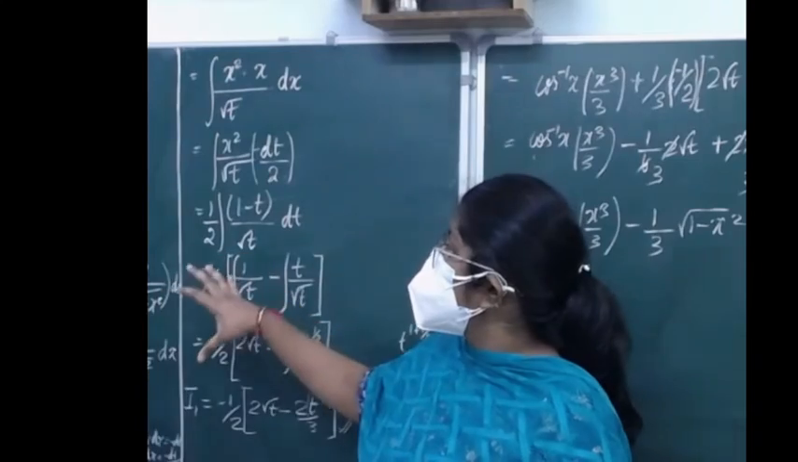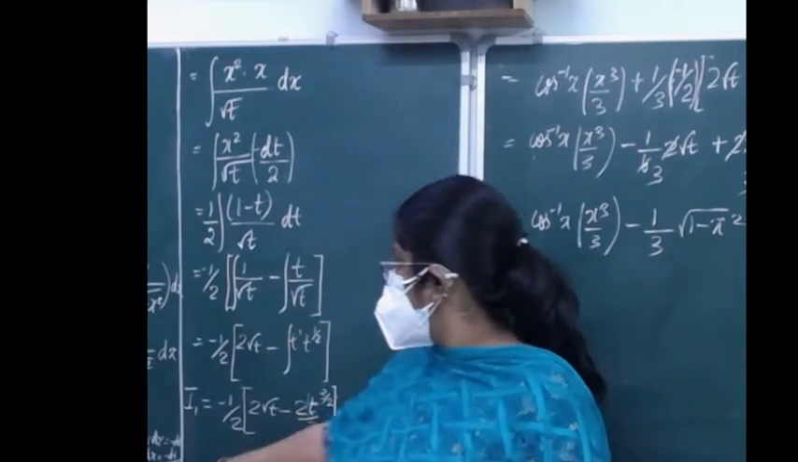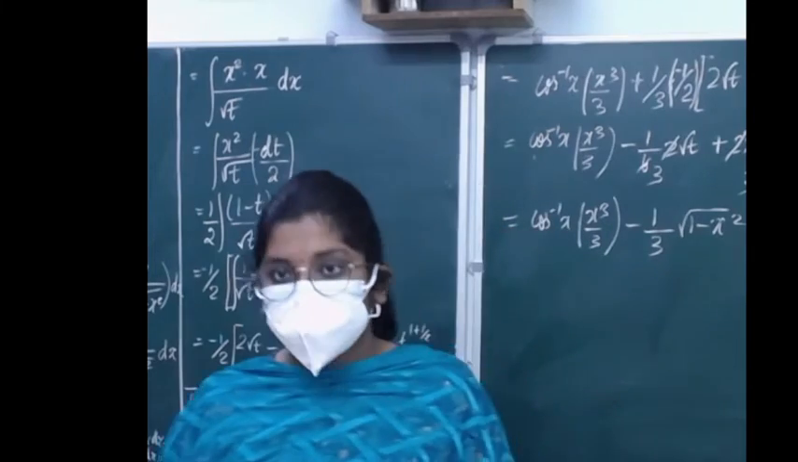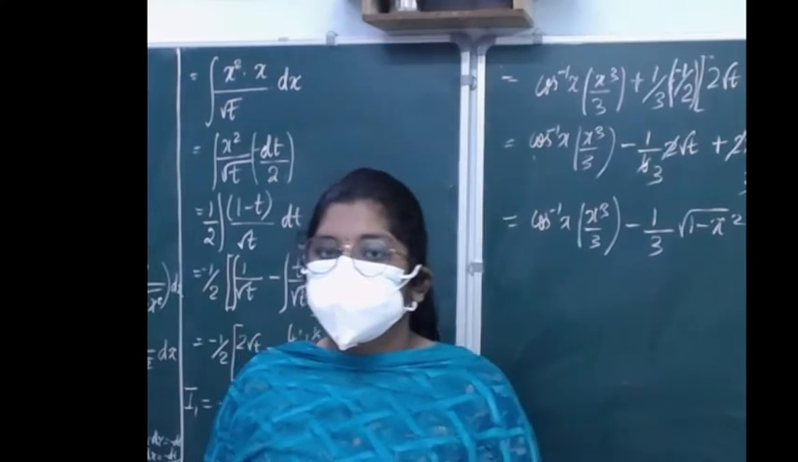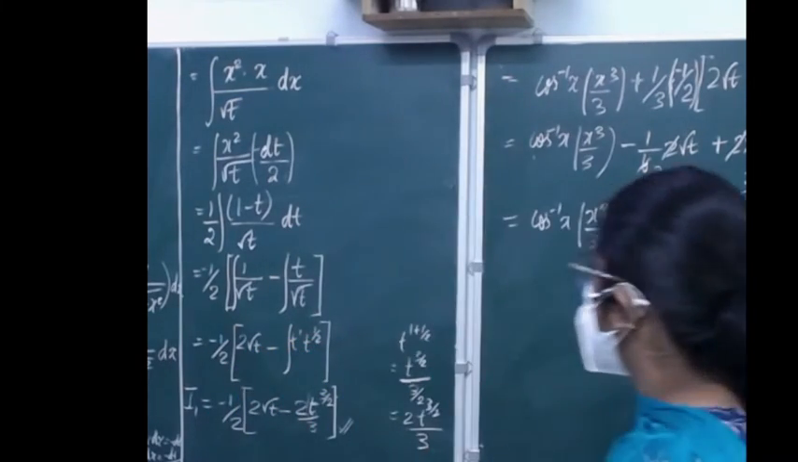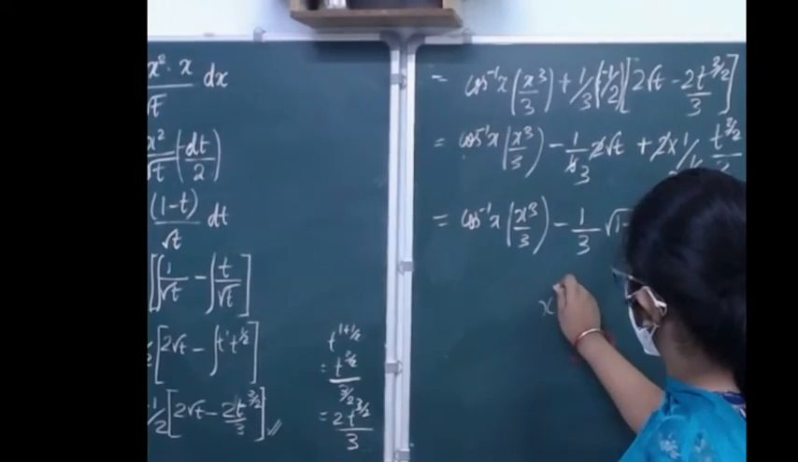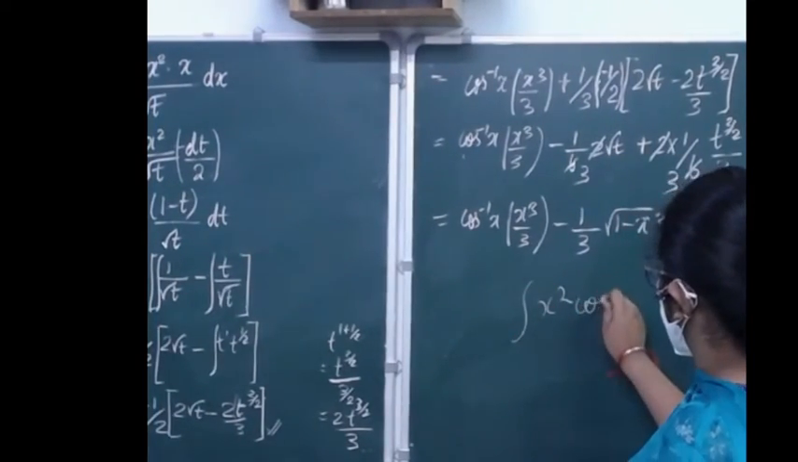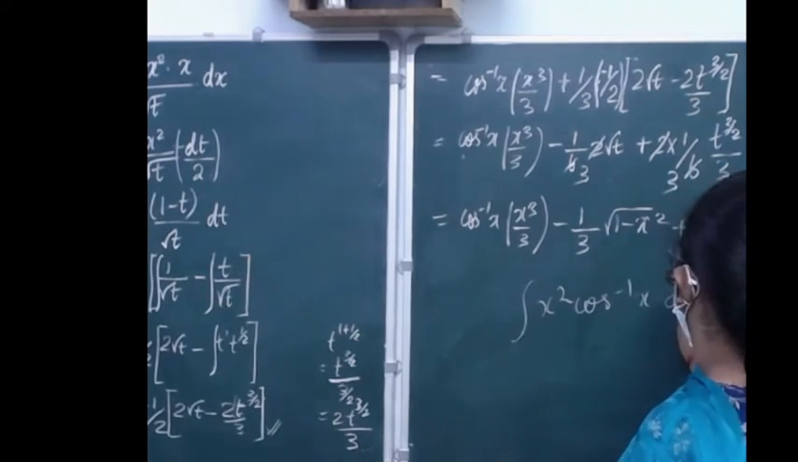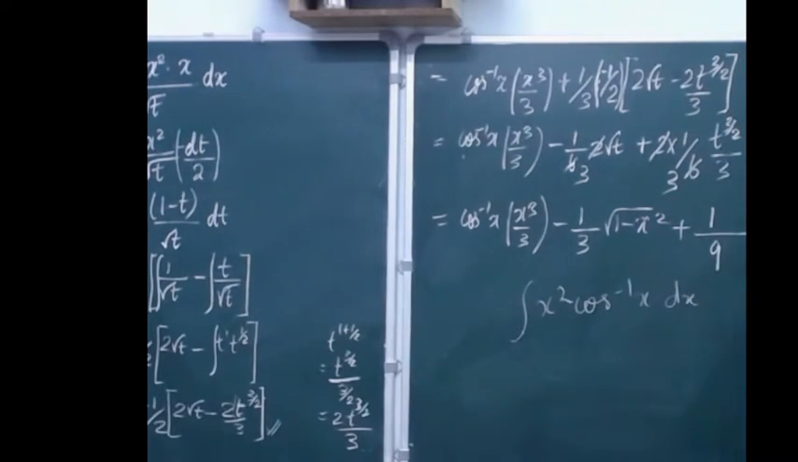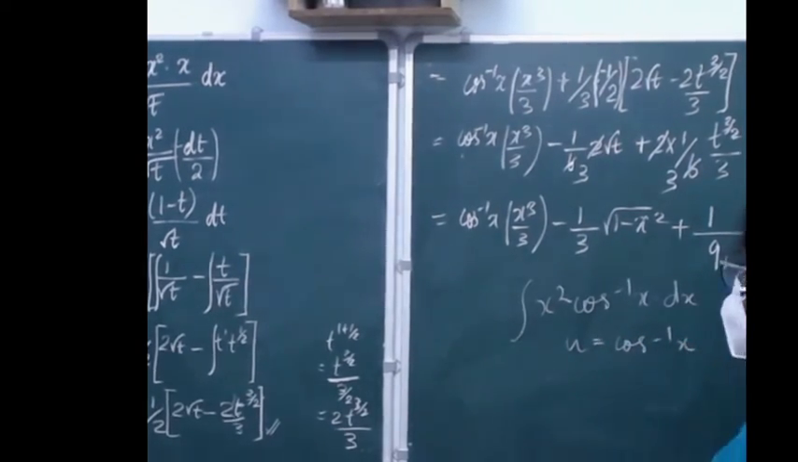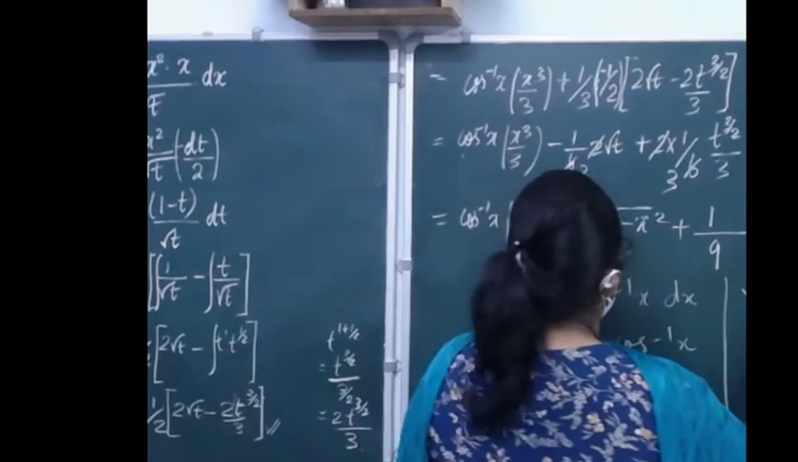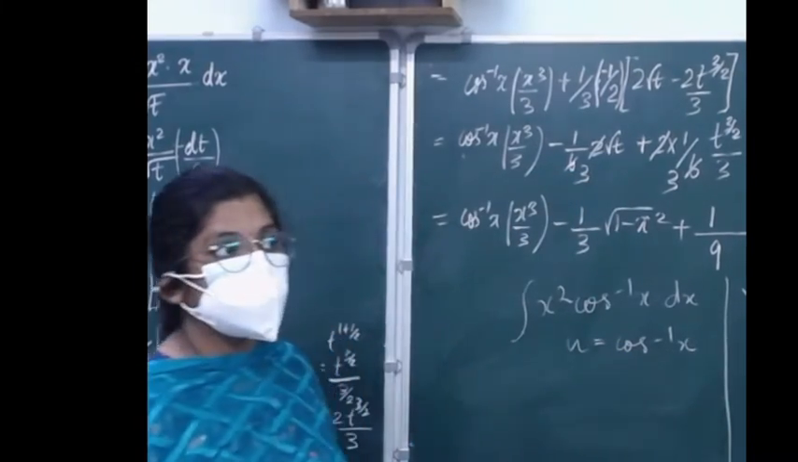But here, in terms of integration by parts, you take once again u v, using the Bernoulli's concept. Take that x cube and rewrite it as x squared cos inverse x dx. So here u is equal to cos inverse of x, and put a vertical line on that side. And v is equal to x squared.